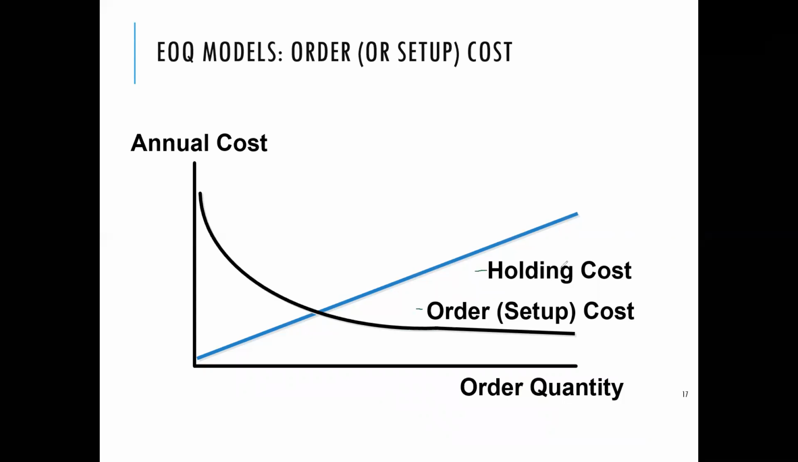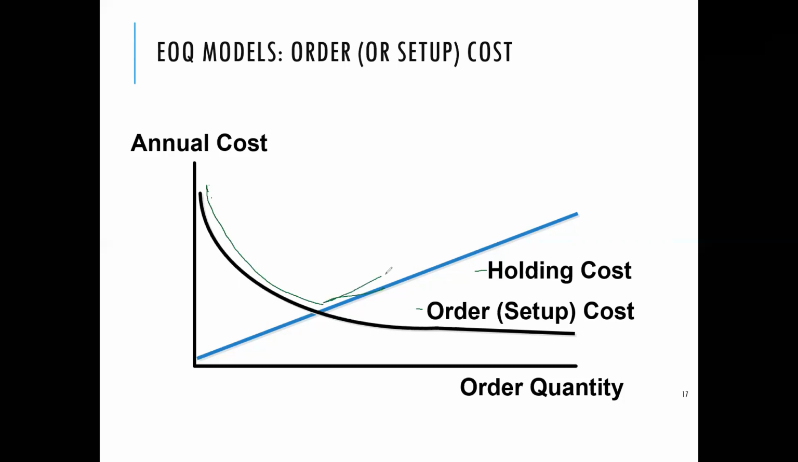cost. Ordering cost is inversely proportional. Holding cost is directly proportional. So the question that comes to mind is, why did we need to do this? The reason we need to do this is because these two graphs help us track the graph for total cost. I'm just going to draw it in green.